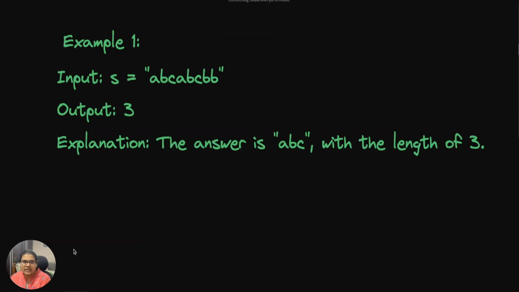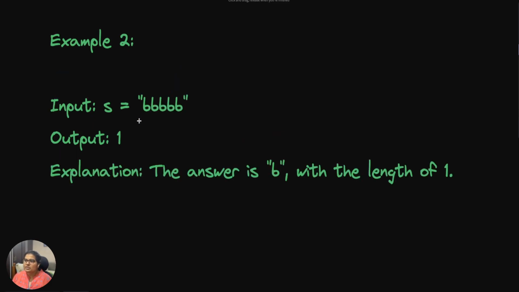Okay, so let's look at an example. In this example, the given string is ABC, ABC, BB. The substring with unique characters is either this ABC or this ABC, or it could even be BCA, or it could even be CAB. But all these strings are of size 3. So the output is 3.